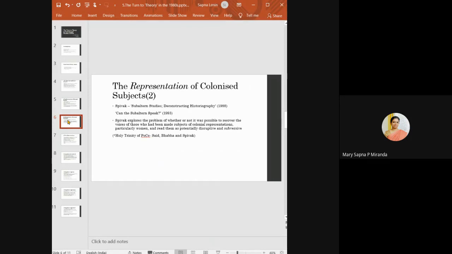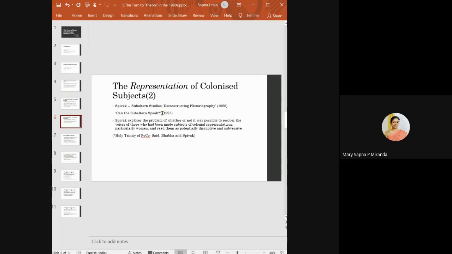But then she's again talking about the subalterns. Who are the subalterns? People at the fringes, people whose voices are never heard. So through works like Subaltern Studies, Deconstructing Historiography, and Can the Subaltern Speak, this is a very, very famous essay. Can the Subaltern Speak? It is considered to be one of the canonical texts, canonical pieces of literature from post-colonial studies. So through this, what is she trying to explore?